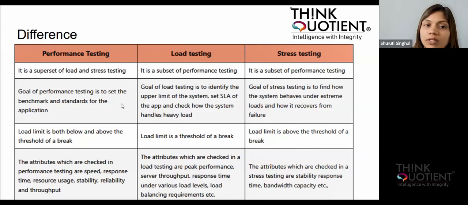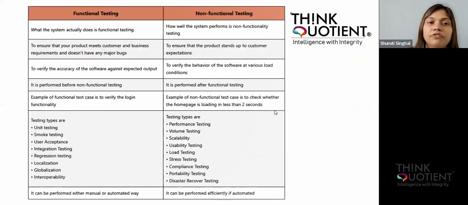It is speed, response time, resource usage, stability, reliability, throughput. Whereas in load testing, we check the peak performance, server throughput, and response time under various load levels, and we balance. Whereas in stress testing, we check what the time is, what the bandwidth is, and the error control when we are under stress. All these things are tested in the stress test. Okay, so that is all about the difference between the three types of testing.